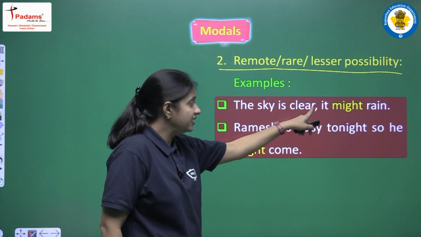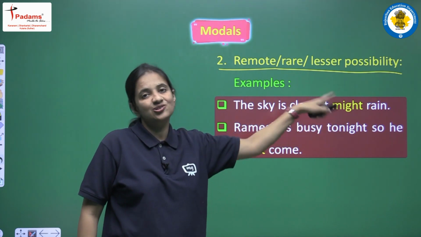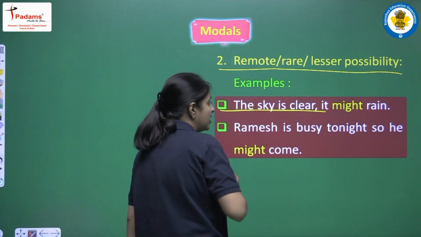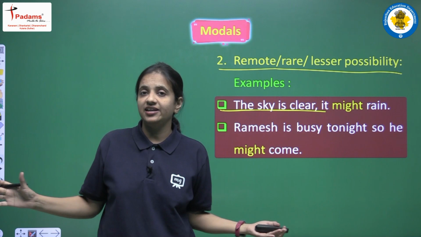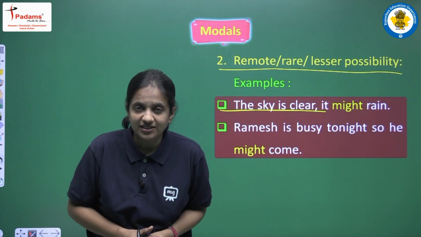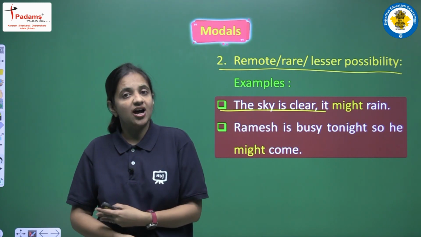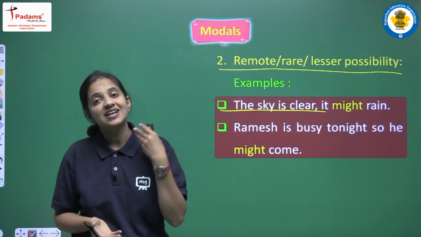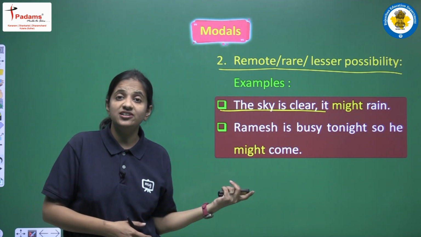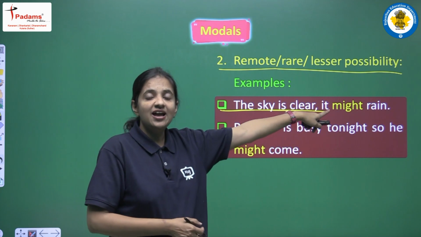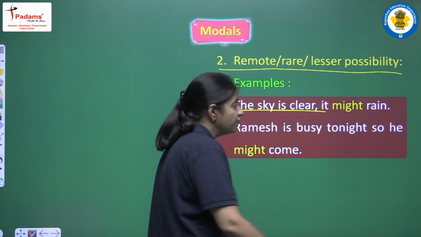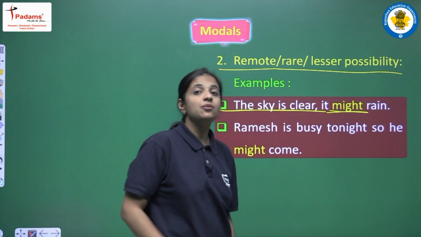The sky is clear, it might rain. So be very careful here. Focus on this clause first. We are saying that the sky is clear. There are no clouds in the sky. The weather is very much clear. So when the sky is clear, there is very little chance that it might rain. This is the reason we have a very remote possibility, a very less possibility. So we are using this word, that is might.